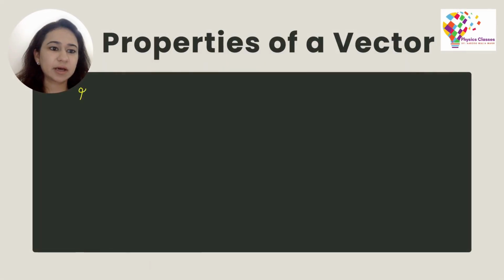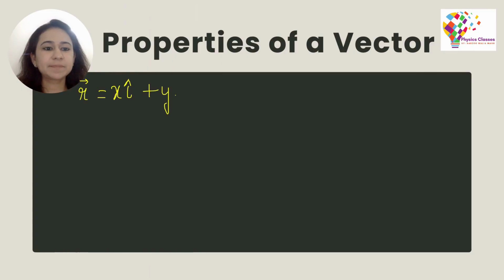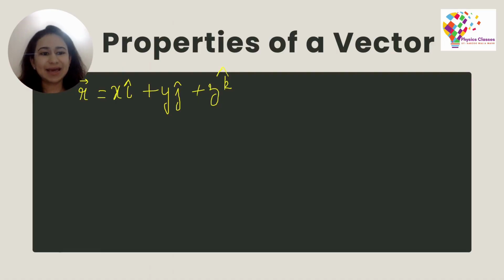So if I have a vector r, I can represent it as x times i cap. So x is the magnitude along the i direction. i direction means along the x axis. Then I have y j cap, and I can have z k cap. What exactly do these i, j and k mean? i cap is a unit vector along the x direction, j cap is a unit vector along the y direction, and k cap is a unit vector along the z direction.